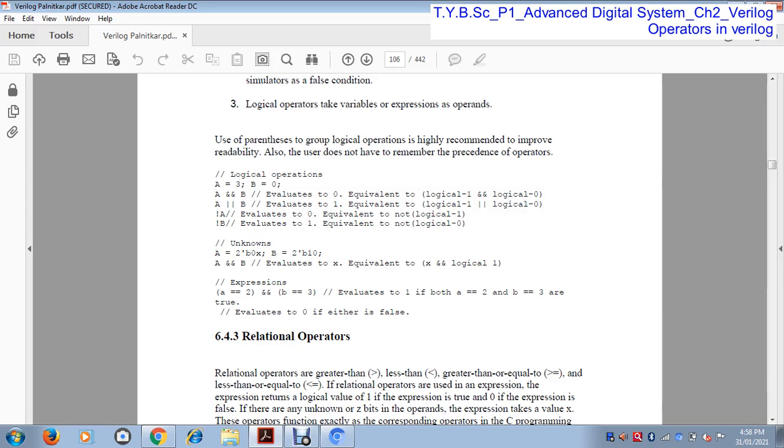Now a OR b, this symbol represents the OR operator. So a OR b means what? The OR operation performs an addition operation. So 3 plus 0 is 3. This is a non-zero quantity, therefore the condition is true. Therefore here the result is 1, because the result is non-zero.